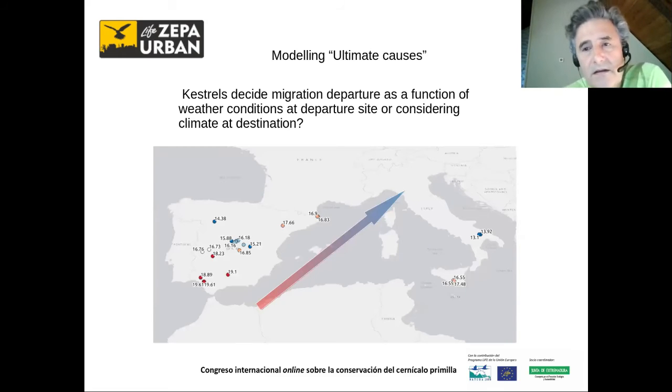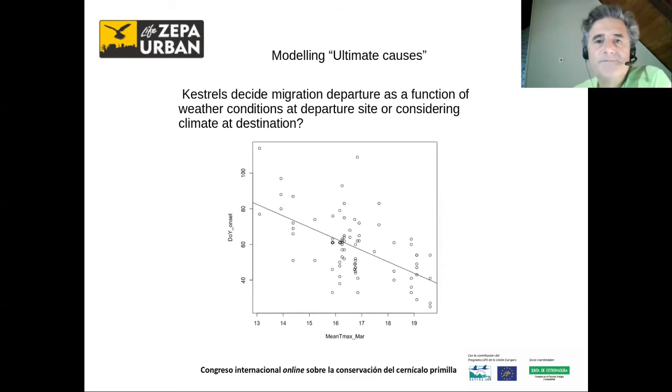We can see here, we have plotted the mean maximum temperatures in March. And you can see more or less they follow a similar pattern. The ones in the north of Spain and the ones in southeastern Italy are the ones that have the lower temperatures, and are also at the same time the ones that arrived later. So here you can see that lesser kestrels decide departure date in relation to the temperatures they are expecting to find at the colonies where they are migrating.